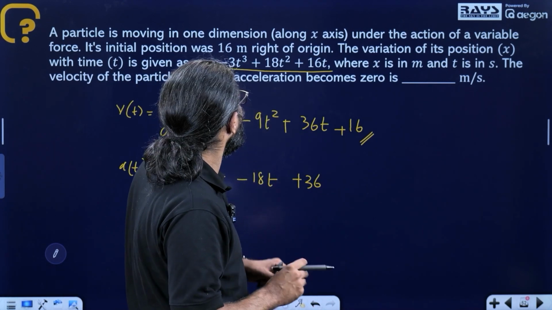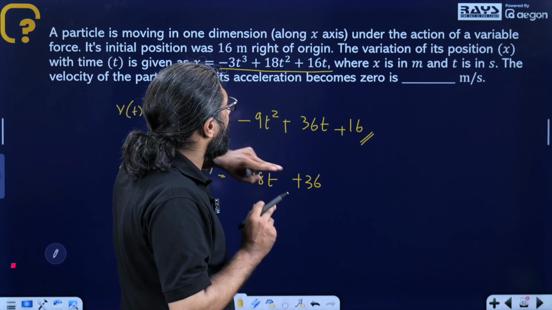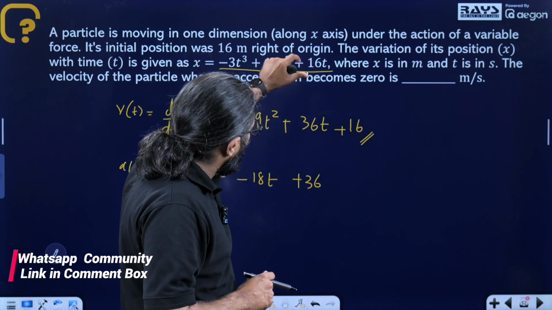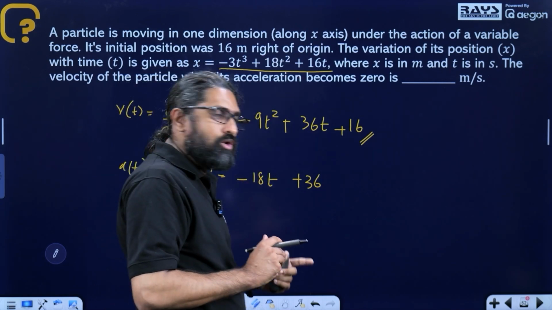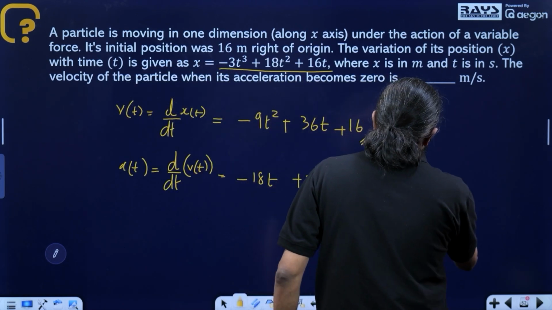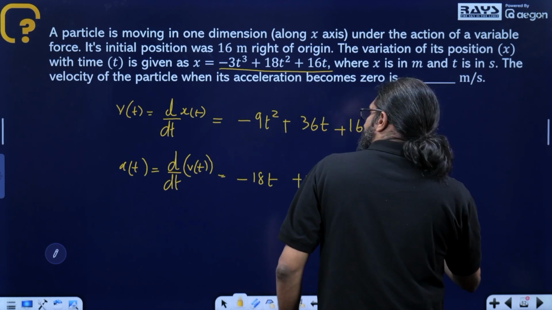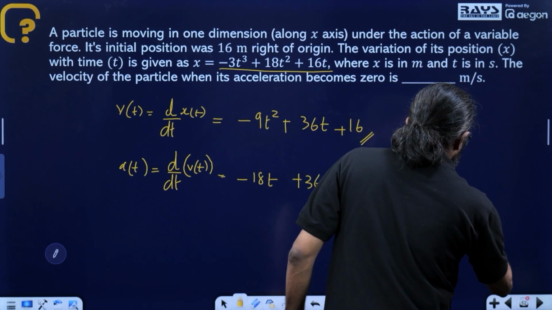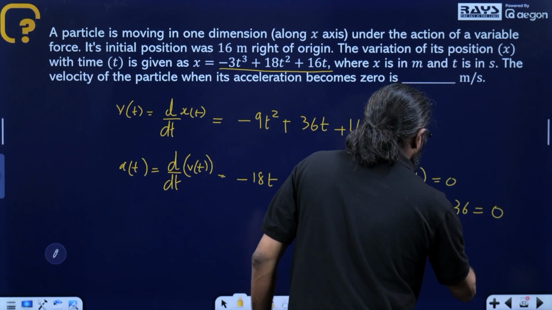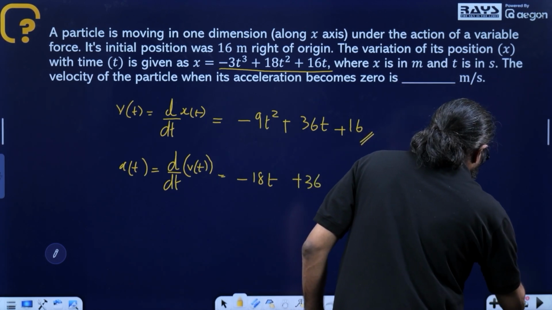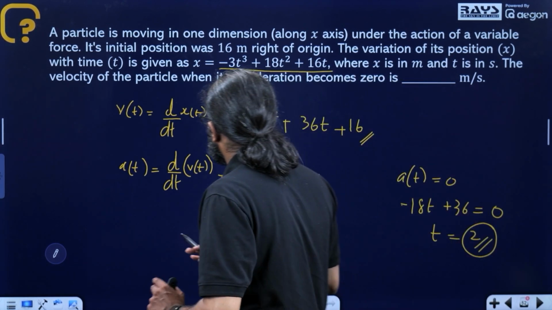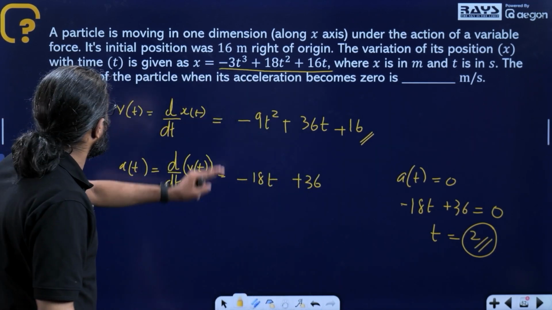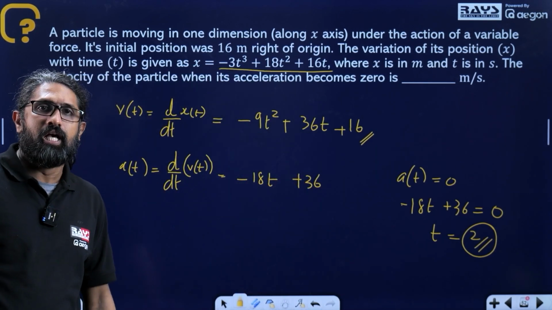We were asked to find the velocity at the time when the acceleration is 0. So when will the acceleration be 0? We can find that out by equating a of t to 0, that is minus 18t plus 36 should be equal to 0, and on solving, t will be equal to 2 seconds. So basically the question requires you to find out the velocity of the particle at t is equal to 2 seconds. How will you do that?